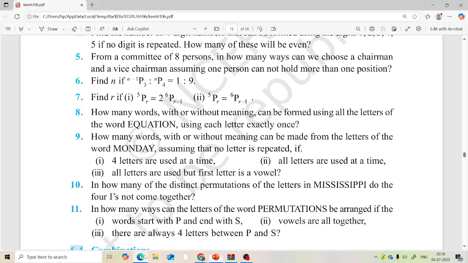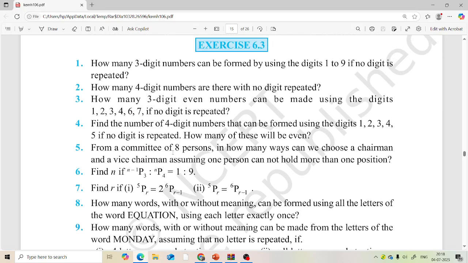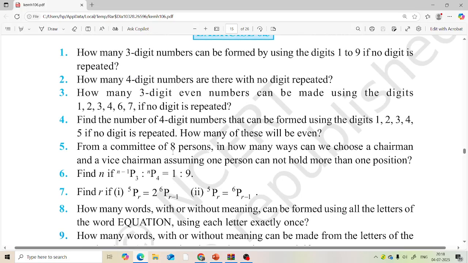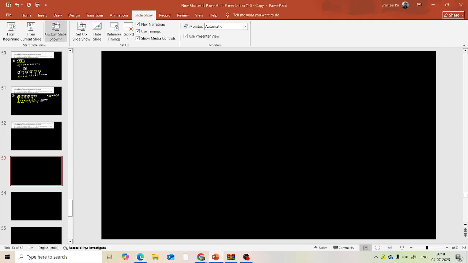Ashlyn, which question do you have a doubt? Question number? 4. Fourth question you have a doubt. Yes, sir. You did not get the answer. Find the number of 4-digit numbers that can be formed with no digit repeated. How many of them will be even? Actually, it consists of 2 questions. Then let me discuss it.